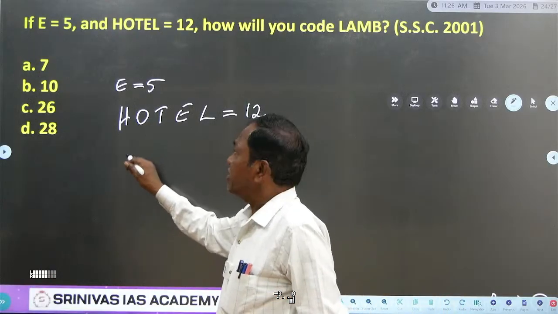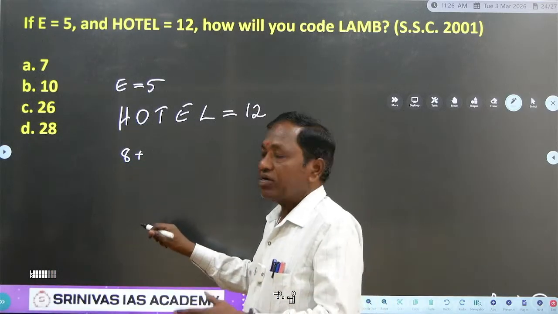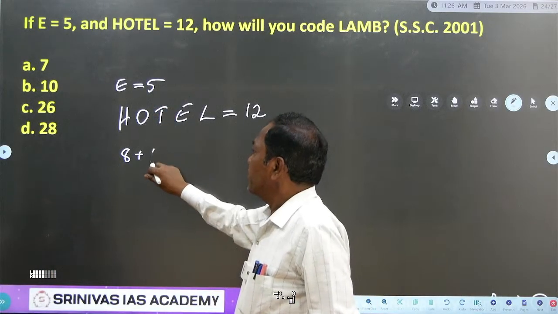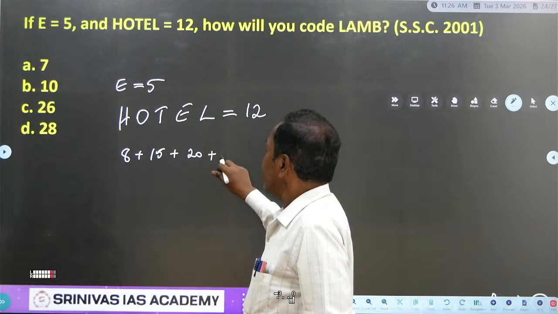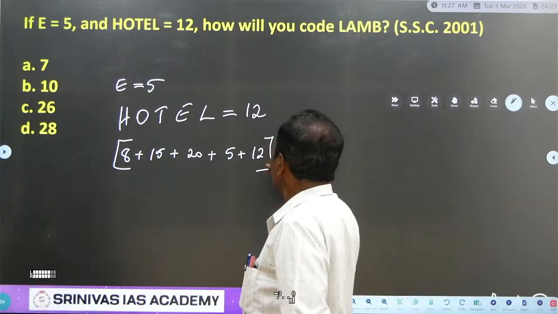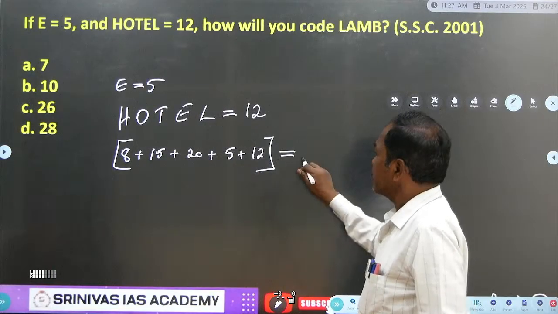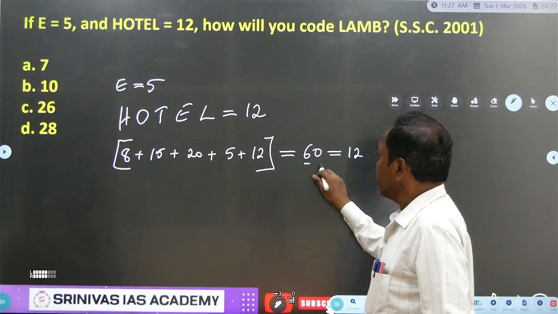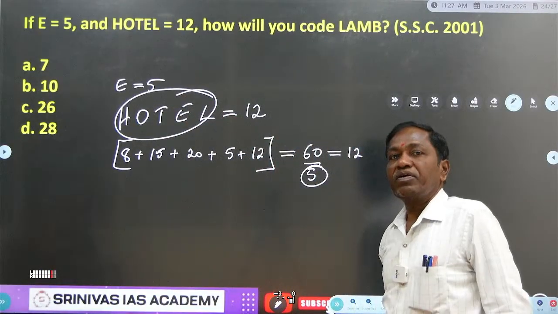What is the position of H here? 8. What is the position of O in the forward order? Because E is 5 is written, that is a clue here. O is 15. T is 20. E is 5. L is 12. What is the sum of the positions of the letters in the word? 23, 43, 48, 60. 60, but it is given 12. Divided by 5. What is this 5? Number of letters in the word.